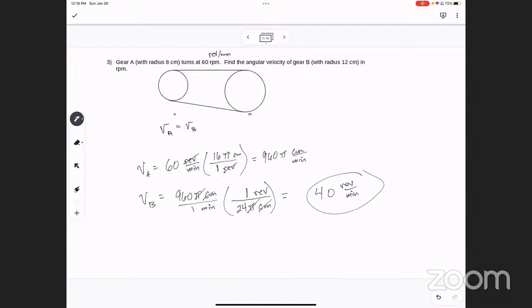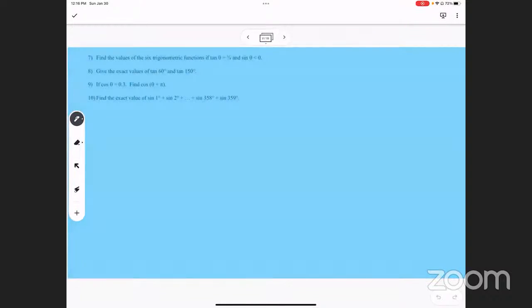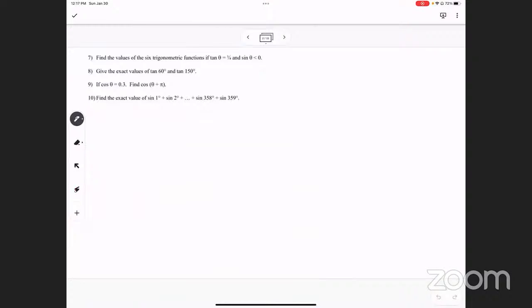Okay. That makes sense how we did that? There may be another way to do that, a different kind of formula, but that's the way that I think helps you understand what's going on the best. You don't have to memorize too many formulas for that one. All right, next page.